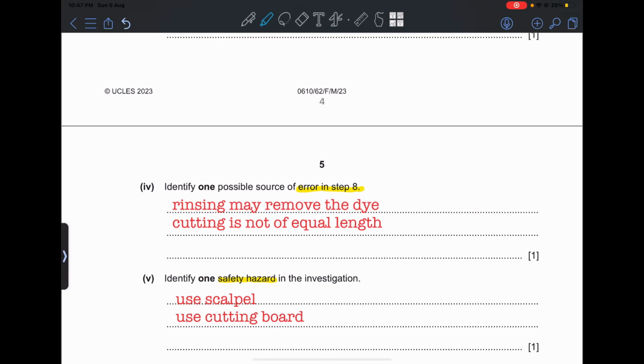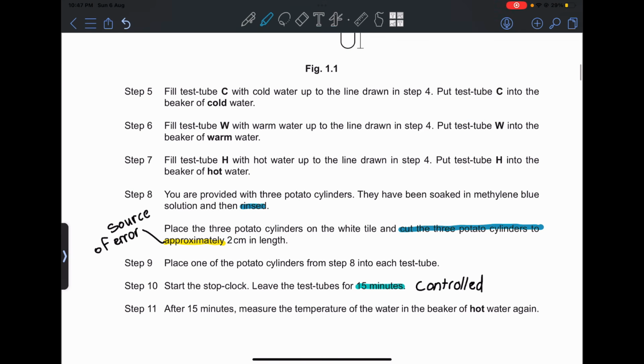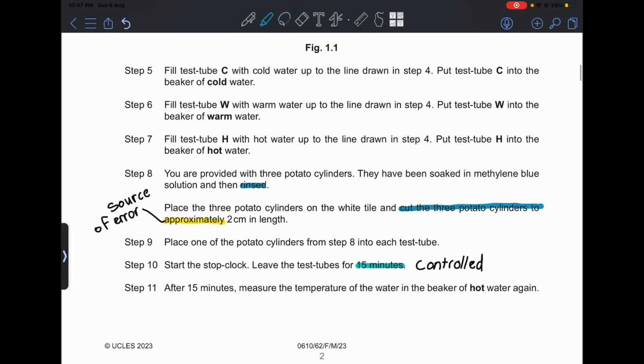Our second point is that the cutting is not of equal length. Over here we can see that in step 8, when I was reading, I marked down the word "approximately 2 centimeters in length" as something that is a source of error. This is because they should be exactly 2 centimeters, not approximately.